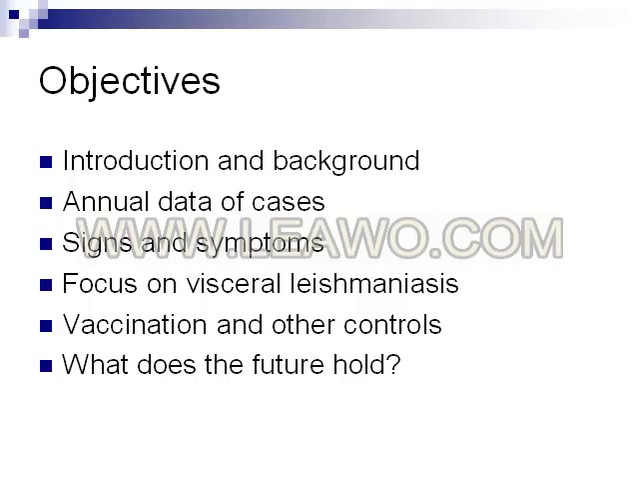So here's a quick glance at what we're going to be talking about this morning. We'll start with a quick introduction and background of the disease itself, just so we're all on the same page. I'll mention a few stats about the number of cases of leishmaniasis, as well as signs and symptoms. I'll then move on to the main topic of the presentation, which is the visceral form of leishmaniasis. Lastly, I'll discuss the promising evidence that vaccination of dogs can control the disease in the human population, as well as what we should be doing in order to control this disease.